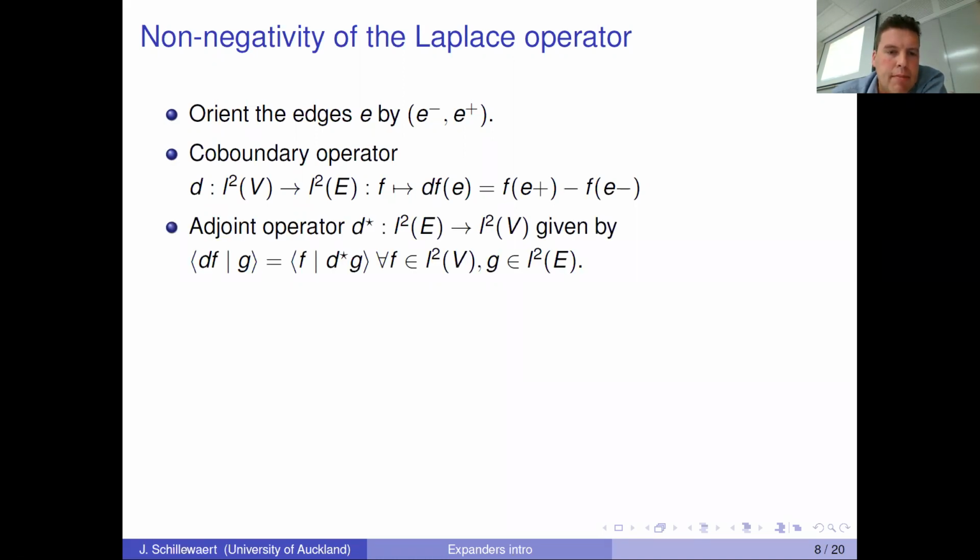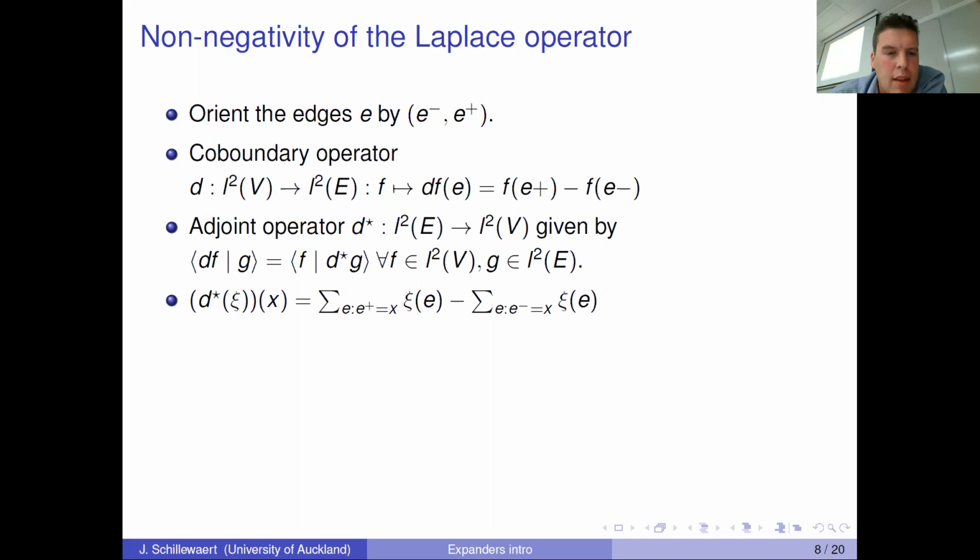And then you can also define a so-called adjoint operator, d star. This is one that goes in the other direction. So if you have a function which operates on the edges, you will associate to it a function which operates on the vertices. And the term adjoint means that I want the property that I listed there, that the inner product of df with g will be the same as f inner product with d star g. It turns out you have to take this form, so you can actually write it down explicitly what it has to be.